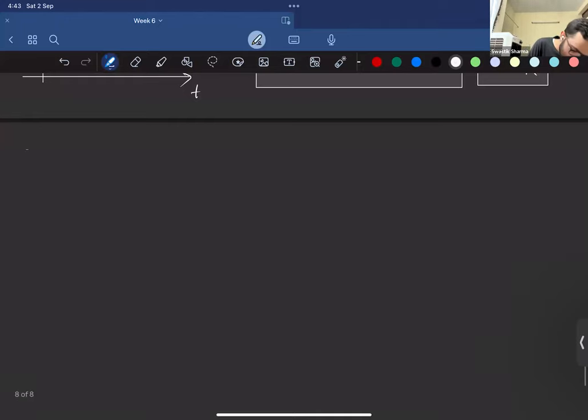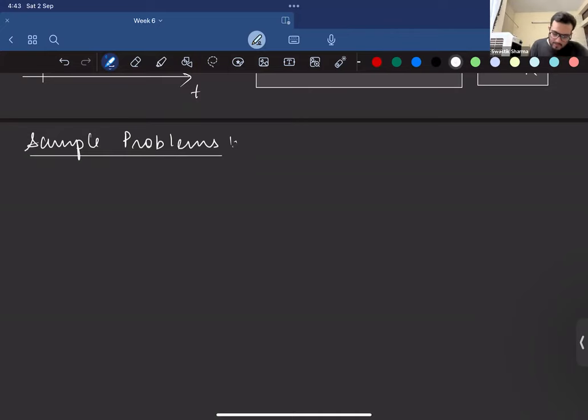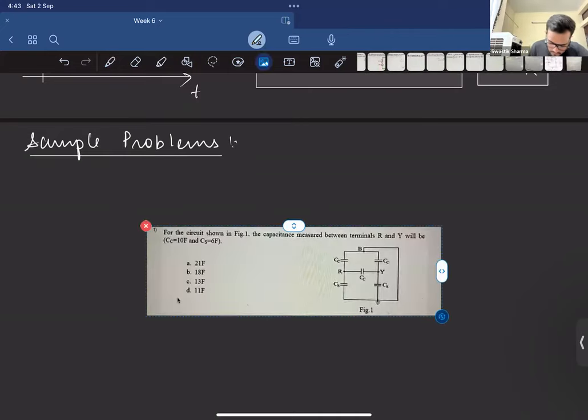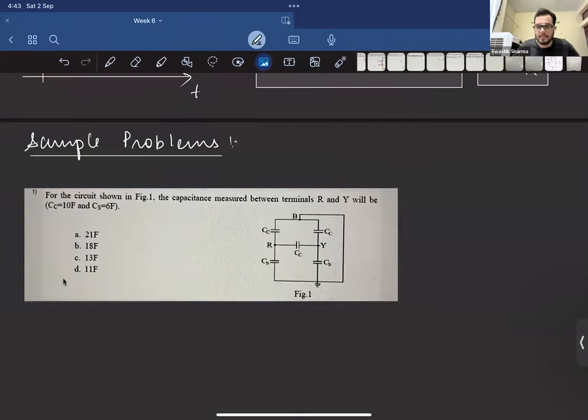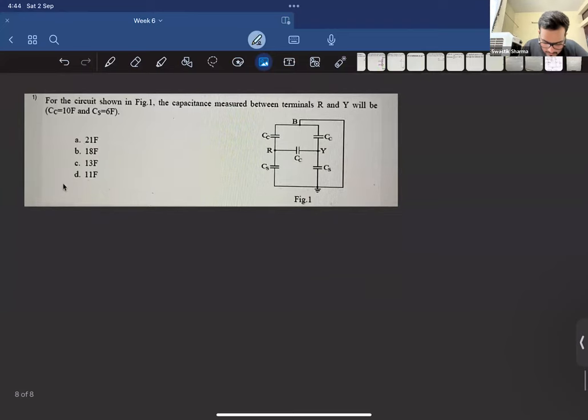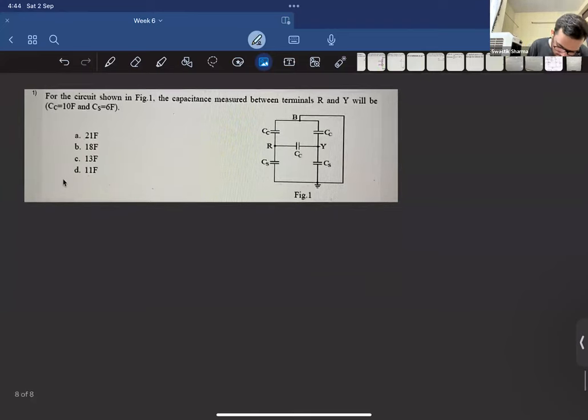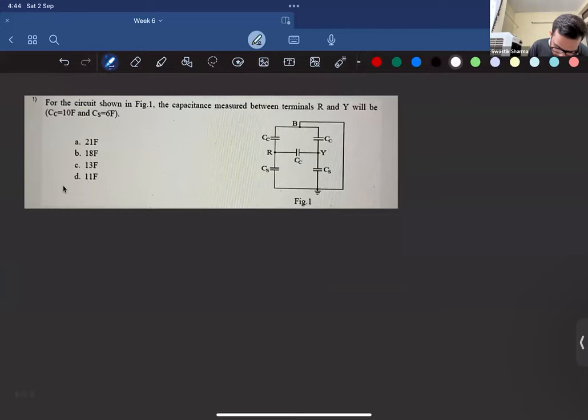Right, so let's start some sample problems. Renessa, solve these so that I'm able to know what exactly. So what's this question? Can you tell me how we can solve this question? Okay, so can we draw an equivalent circuit for this, a bit redefined circuit?